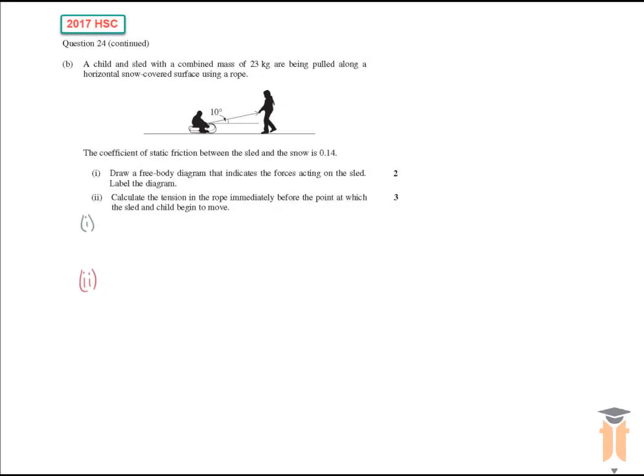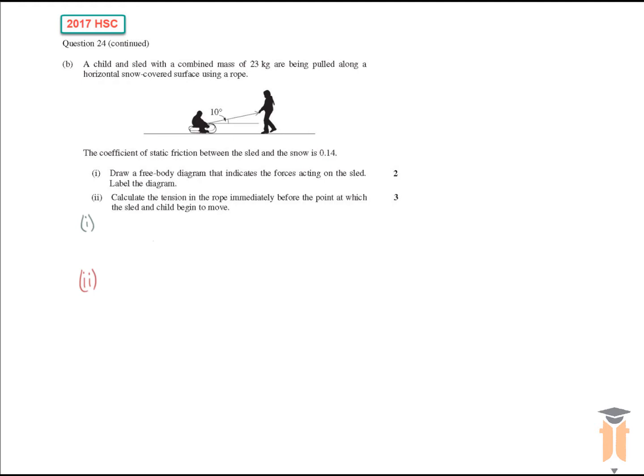Hello and welcome back. In this question, we have a child and a sled being pulled by a person with an unknown force. The child and the sled have a total mass of 23 kilograms and the coefficient of friction between the sled and the snow is 0.14. So in the first part, we're required to draw the free body diagram, which is pretty straightforward.